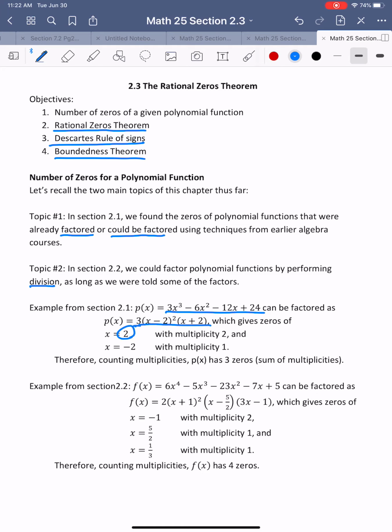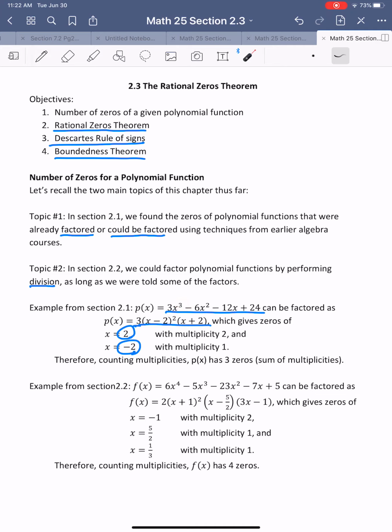One is a 2 from this linear factor, and then we got negative 2 from this linear factor, okay? And then the 2 has a multiplicity of 2, and the other, negative 2, has a multiplicity of 1. So therefore, counting multiplicity, p of x has 3 zeros, even though you see only 2 zeros. And that matches the degree of the polynomial, which is 3.